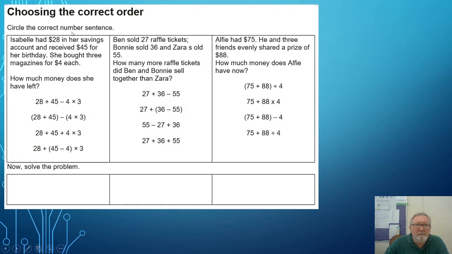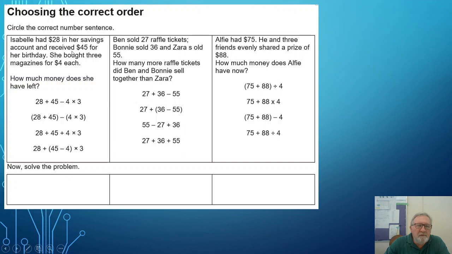Choosing the correct order. Circle the correct number sentence for a start in each of these situations. So if you notice, the numbers here are always repeated. Sometimes they're in a different order, but it's the same set of numbers all around. So we have a story, a scenario, and you have to see which number sentence matches it, and then you have to solve it.